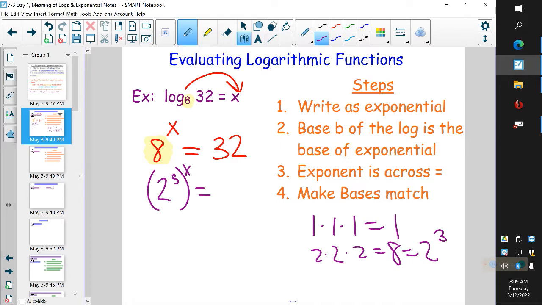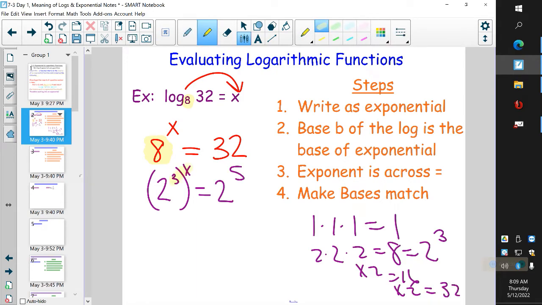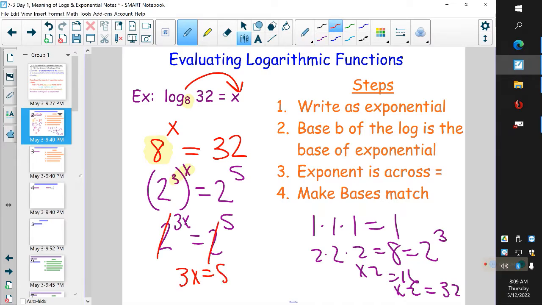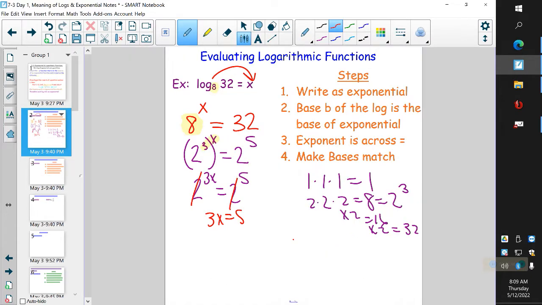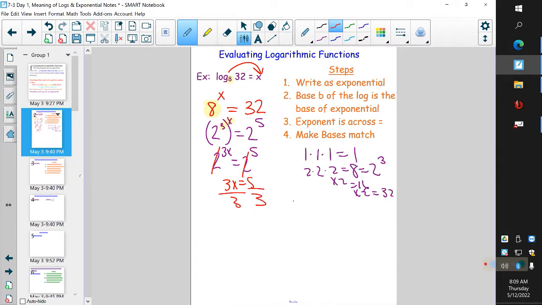How can I rewrite 32? Well, if I take 2 cubed, which is 8, multiply it by 2, that gives me 16. Multiply that by 2, that gives me 32. So this is 2 to the 5th. Now, these two are a power to a power, so you multiply those exponents. And now that my bases are the same, you cross those off, and you have 3x is equal to 5, and you simply solve. Divide both sides by 3, and you get 5/3 is equal to x.